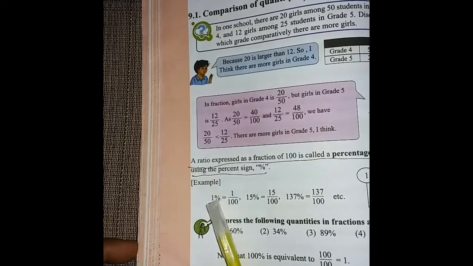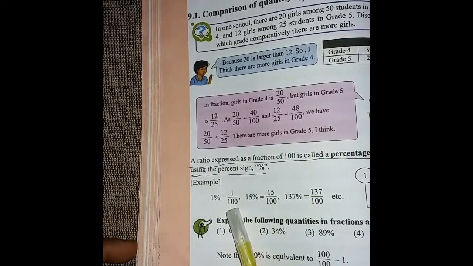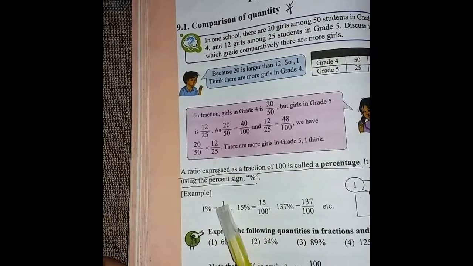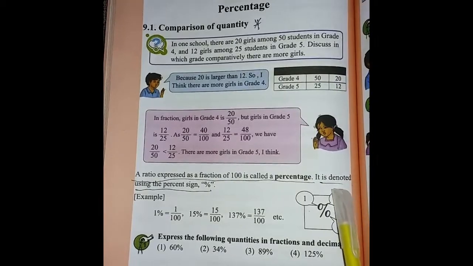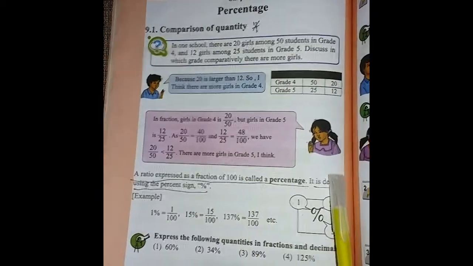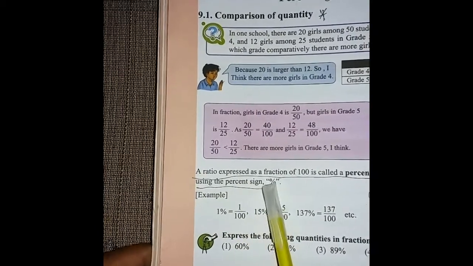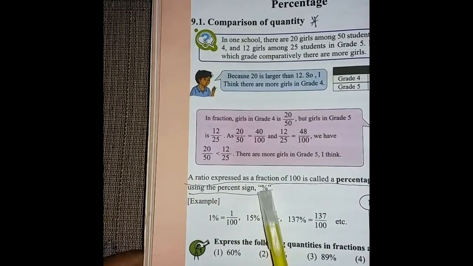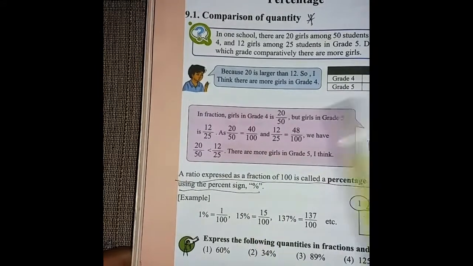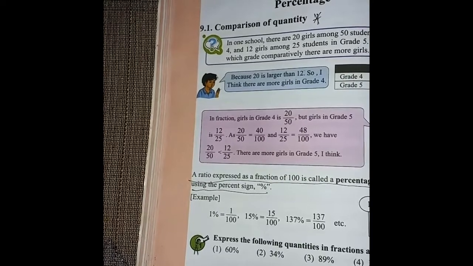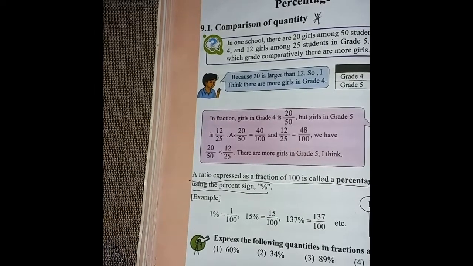Look here, 1% means 1 percent. We use 100 as the denominator and 1 as the numerator. It is denoted using the percent sign. Have you seen that? This is the percent sign. We have already known that. So what is percentage? A ratio expressed as a fraction of 100, right? A ratio expressed as a fraction of 100 is called percentage.